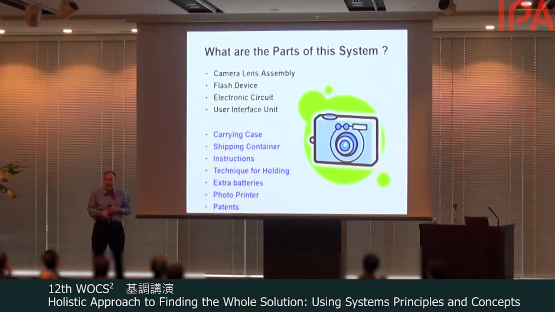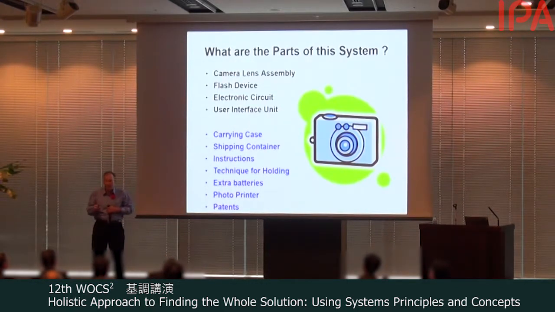Without the proper carrying case with the proper properties, you may drop the camera and it may damage it because the carrying case does not interact well with the camera and with the floor. The shipping container, shipping it from the factory to the store. If you don't have the proper shipping container, it may not function properly when it arrives. The instructions. You can have complex operations, if you don't have a way to teach the operator how to use it, that is part of the system. There's an interaction between the user and the instructions and the user interface unit.